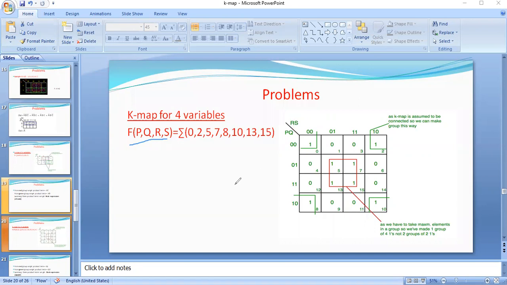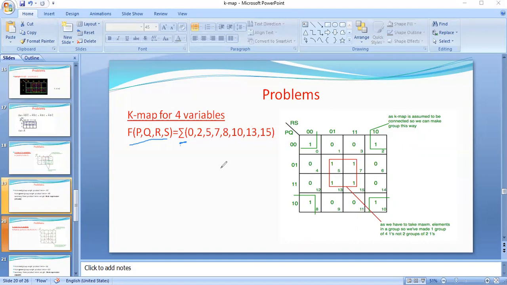First step, what do we have to do? We have to draw the 4 variable K-map and give the number into each cell: 0, 1, 3, 2, 4, 5, 7, 6 like that. After that, the given terms are minterms, because the representation is a summation. So 0, 2, 5, 7, 8, 10, 13, 15 are minterms. Place these minterms in the K-map as 1.